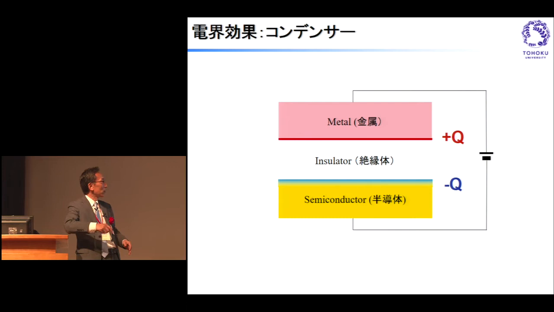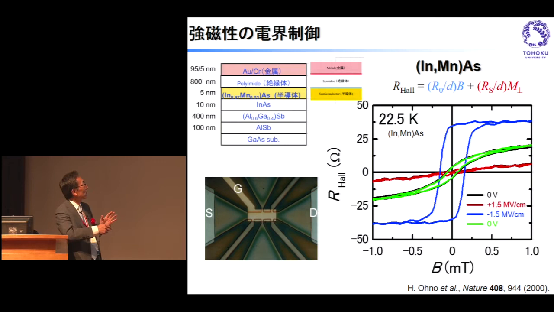So by having a new type of semiconductors, we are able to look at the magnetic properties by changing the applied electric field. So this is a result of the experiment. As I said, this is a capacitor. Here you have metal, insulators and semiconductors. And our semiconductor is indium, manganese, and arsenic. First you must make it very thin, so it's 5 nanometers. It's quite thin.